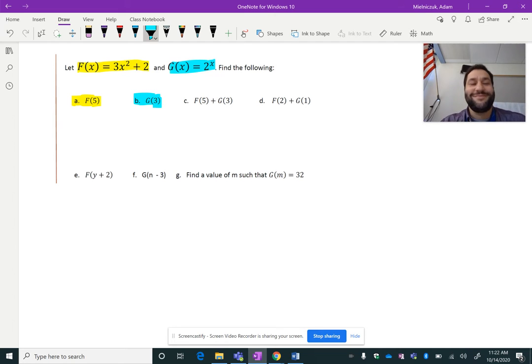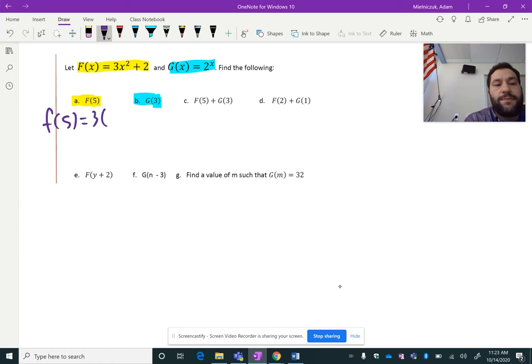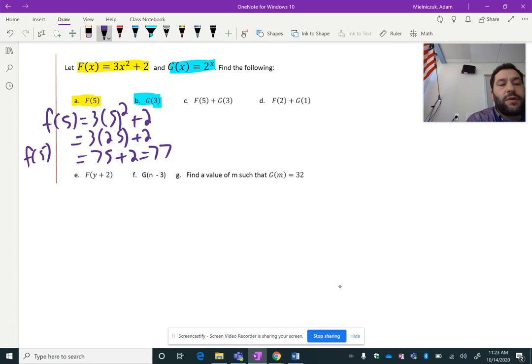It's blue to me. Okay, so let's look at f of 5. F of 5 says take 5, put it in for x, and solve. So we're going to say f of 5 equals 3 times 5 squared plus 2. Well, 5 squared is 25, so 3 times 25 plus 2. 3 times 25 is 75, so 75 plus 2 equals 77. So f of 5 equals 77.